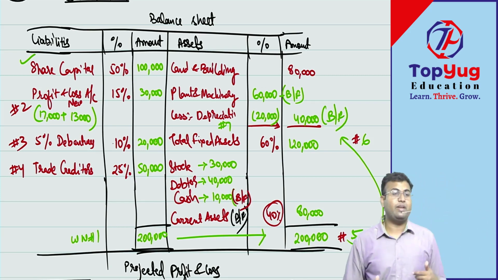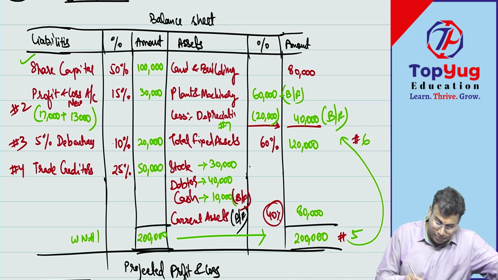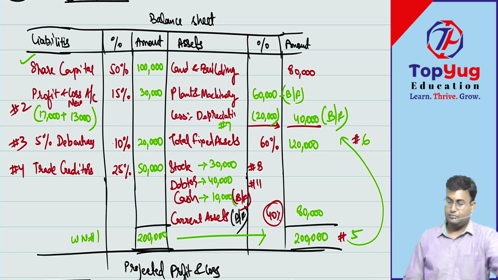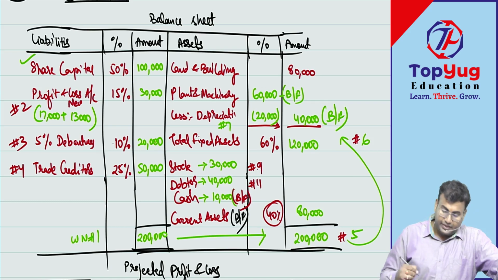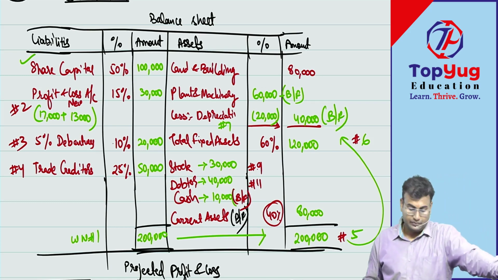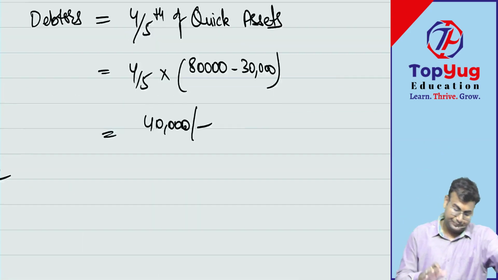Again I will go down to my working notes. If you are very sincere, please make a note of the working note references: working note number 8, working note number 9, working note number 11. Done. Can I go down, guys? Okay.